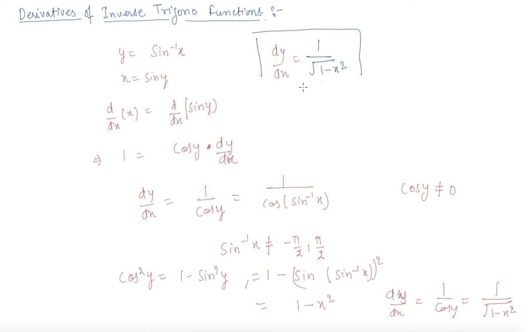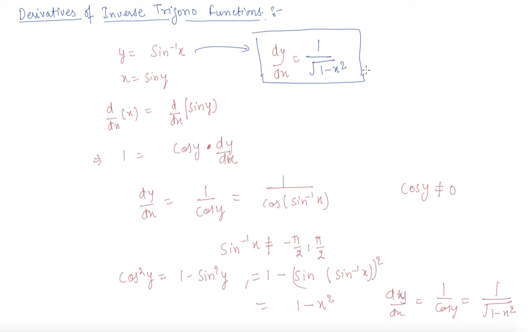Students, from now onwards you just need to remember this only. No need to go into the details of how it comes. Yes, you should also remember how it comes, but in the questions you will be needing only the formula: the derivative of y equals sin inverse x is 1 over root of 1 minus x square.